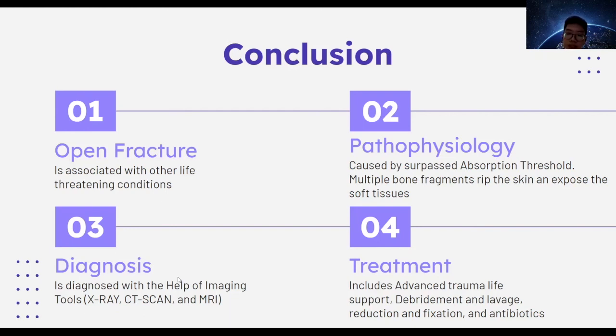The most used classification for open fracture is Gustilo-Anderson, which classifies open fractures into three categories based on wound size, level of contamination, and bone injury. Open fracture is diagnosed with the help of X-ray, CT scan, and MRI. The main aims of open fracture management include advanced trauma life support, debridement and lavage, reduction and fixation, and antibiotics. If the management of open fracture isn't fully optimized, it could lead to several complications, such as vascular injury, nerve injury, infection, and compartment syndrome.